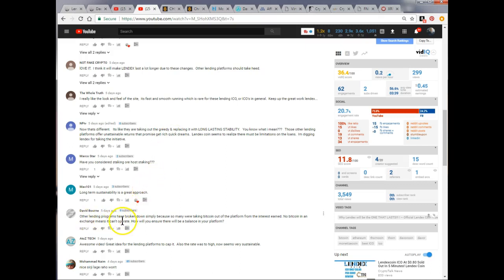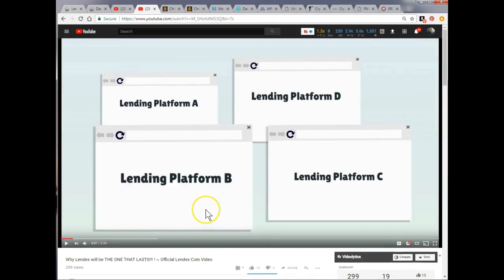Yeah, other lending platforms have broken down simply because so many were taking Bitcoin out of the platform and the interest earned. No Bitcoin in exchange means it can't operate. How will you ensure there'll be a balance in the platform? Okay, so that's the question. Long-term sustainability is a great approach. Have you considered staking or host staking? Great for the lending platform, but the rate was also too high. Now it seems very sustainable. So, you know, that's kind of why I'm interested.